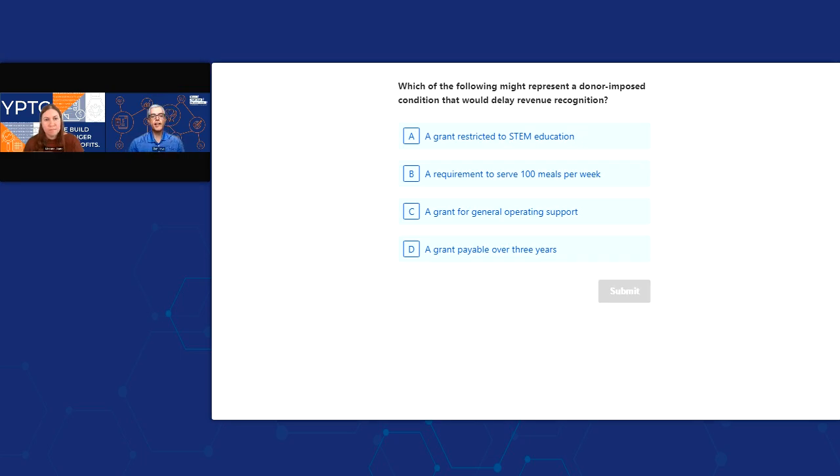Okay, well, now that we all understand the basics, let's do our second poll question. Which of the following might represent a donor-imposed condition that would delay revenue recognition?